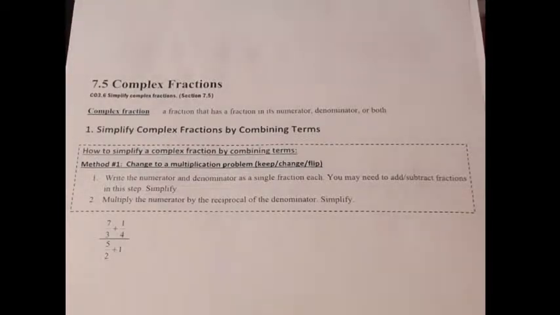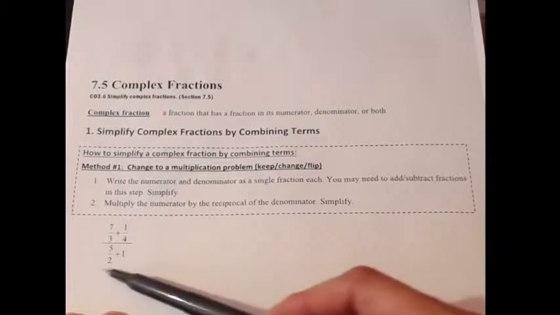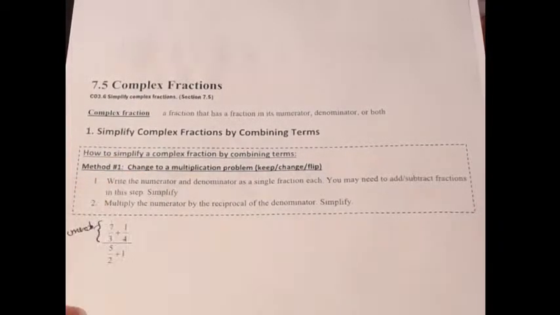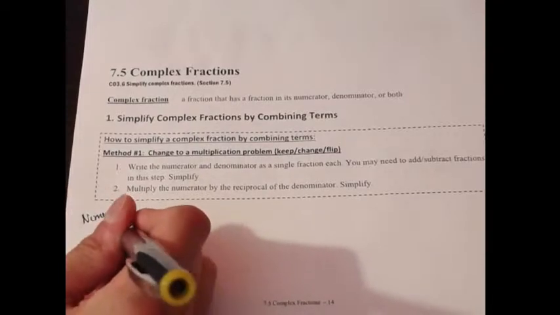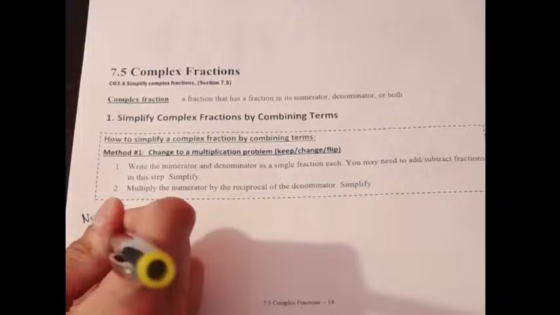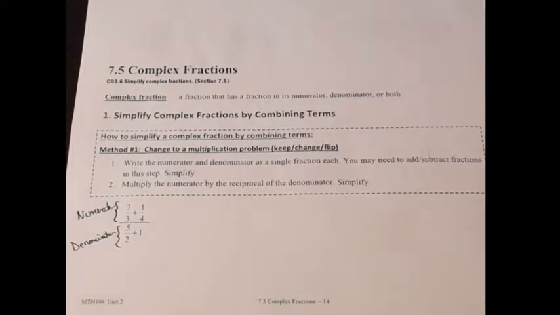Method number 1, change to a multiplication problem, right? So essentially, what we want to do is write the numerator and the denominator as a single fraction each. So keep in mind that this represents the numerator of the complex fraction, and this part represents the denominator of the complex fraction. So we're going to treat them separately. We're going to treat them like they're two different problems.